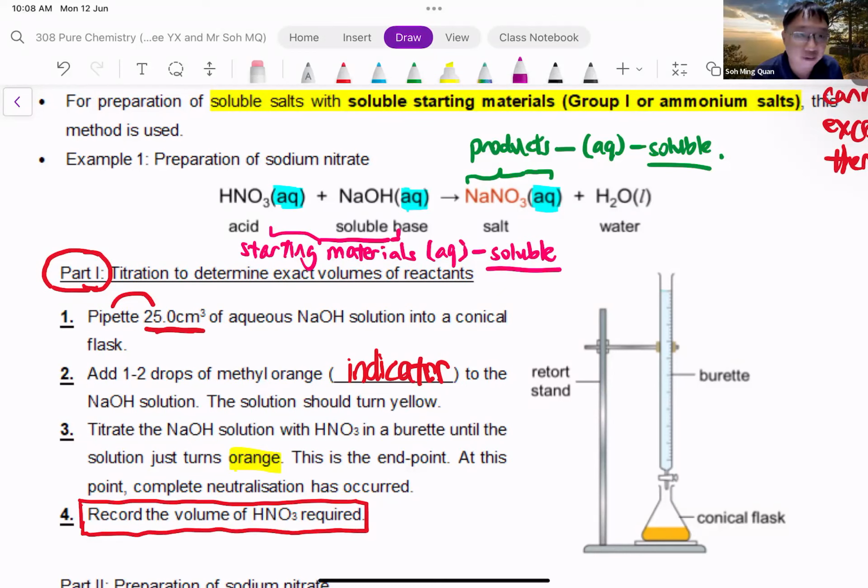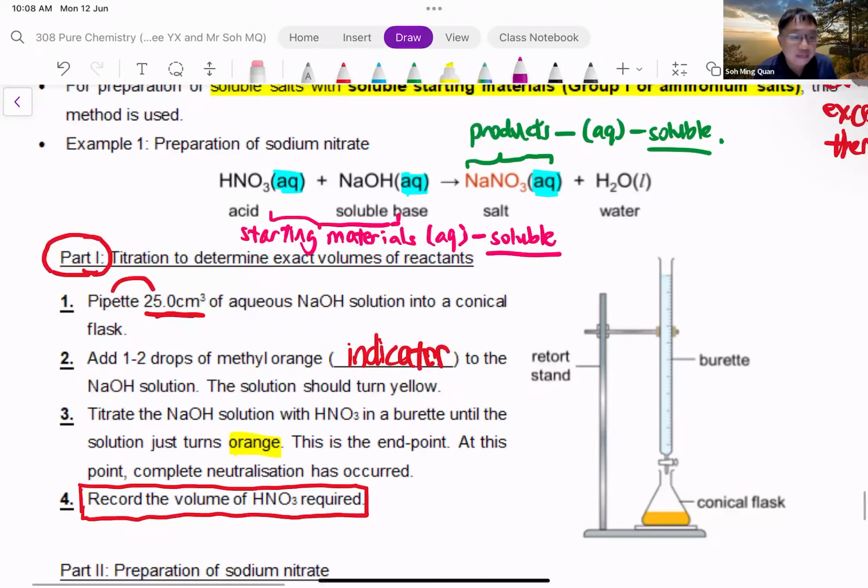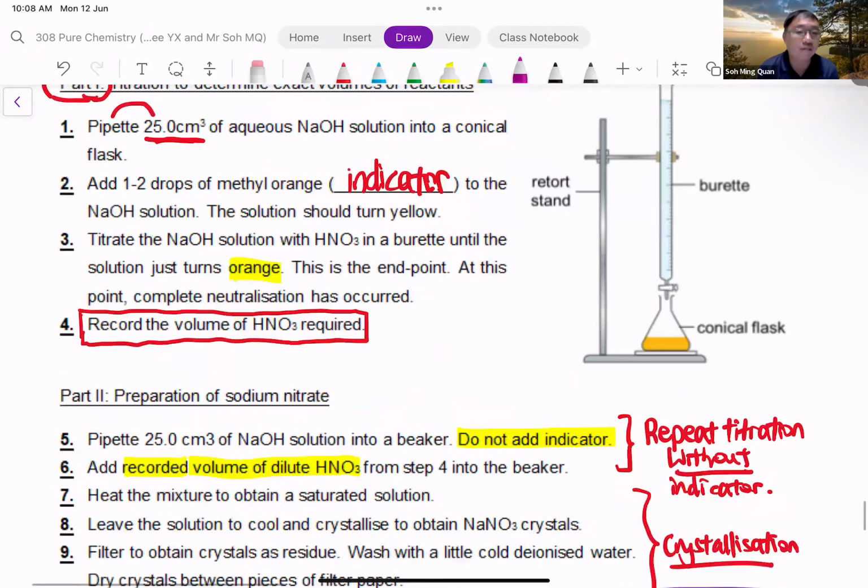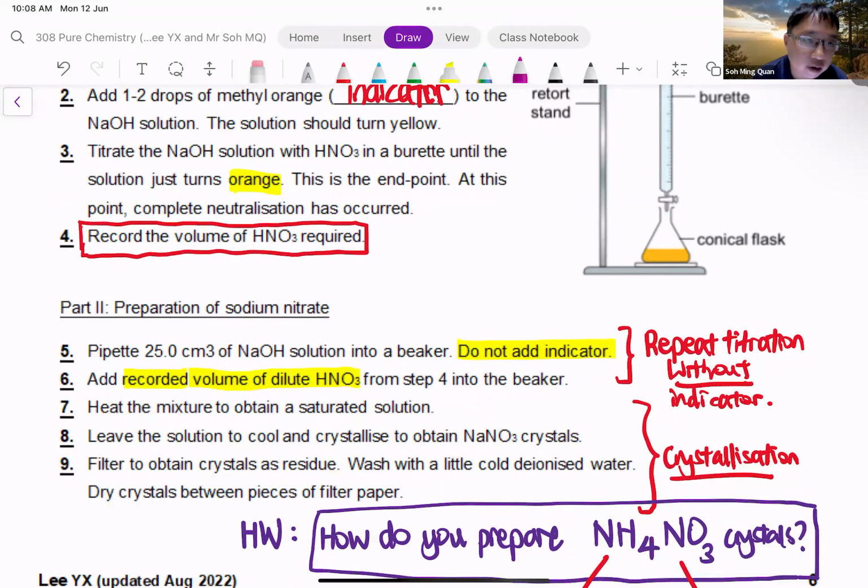Now, you can't stop here because the indicator is there. You can't just crystallize out your salt because the salt will be contaminated with the indicator. So you need to repeat the whole titration without the indicator. So basically, you have to repeat the titration without the indicator, and then finally, you crystallize it out.